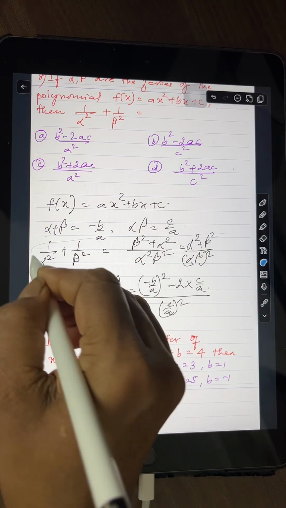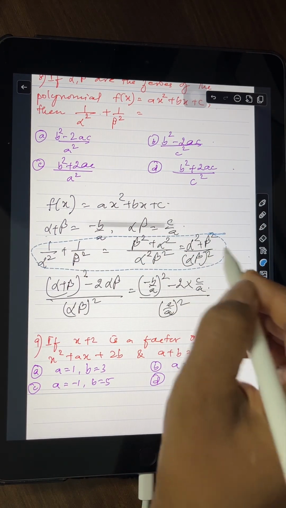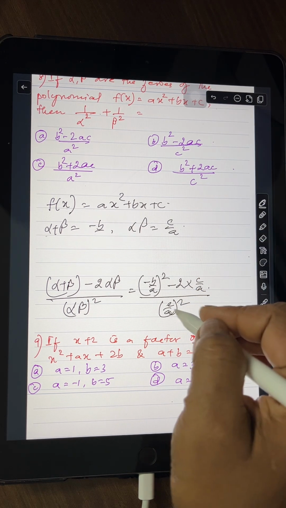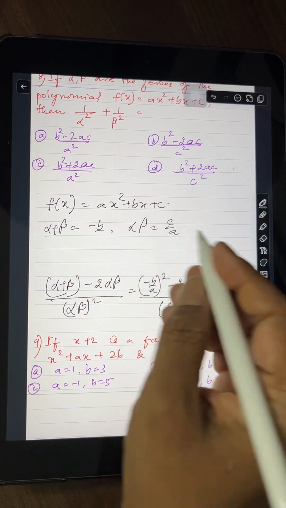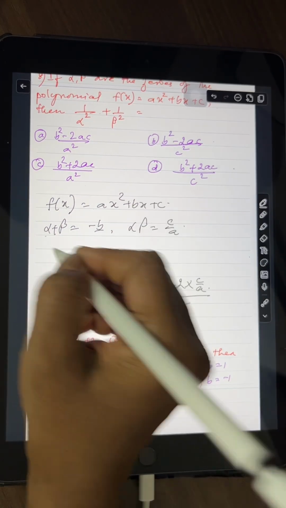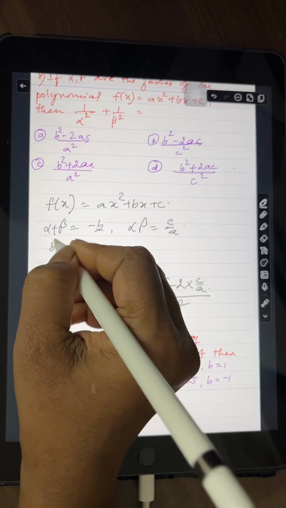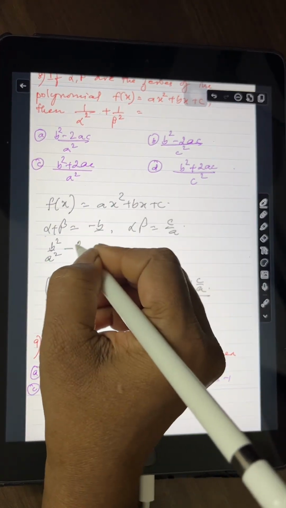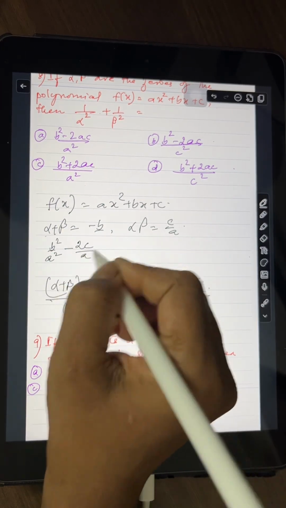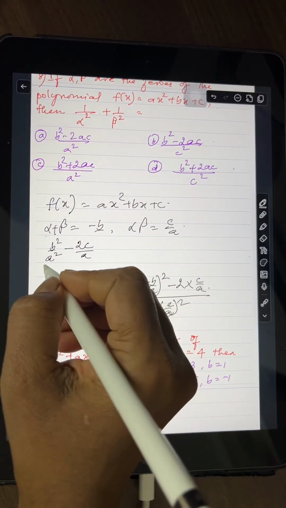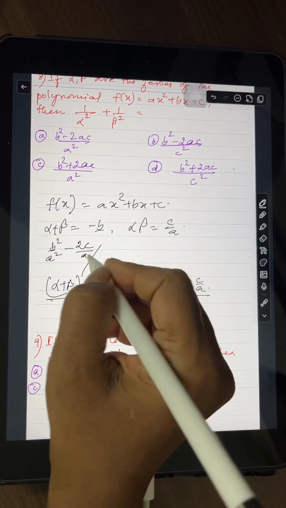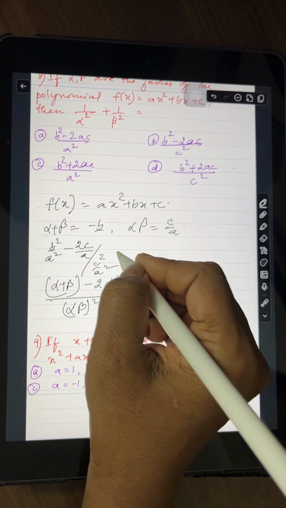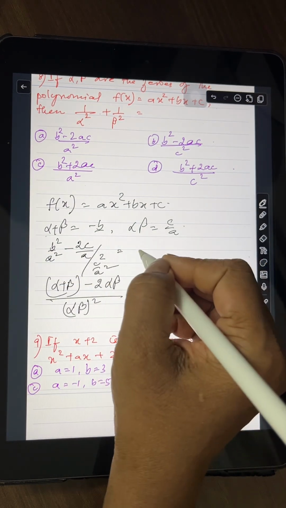This alone I'll erase, so that now what I can solve this, no? So minus b by a whole square becomes b square by a square minus 2c by a, okay, plus c square by a square. This I have done. Okay, now you will have to take LCM.